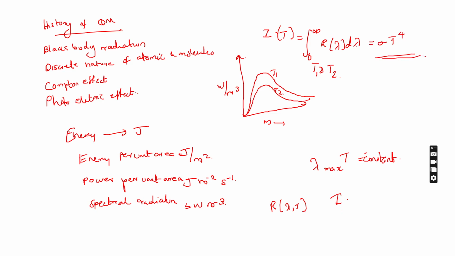Okay, so what is R of lambda and T? The Rayleigh-Jeans law says that R of lambda T is equal to 8 pi kT divided by lambda power 4. Okay, this we have to remember for our understanding.